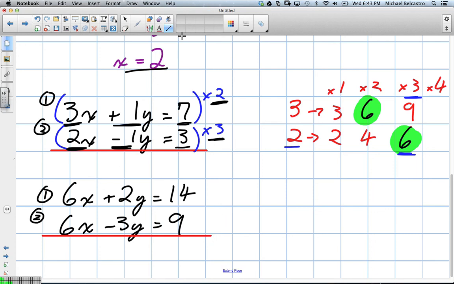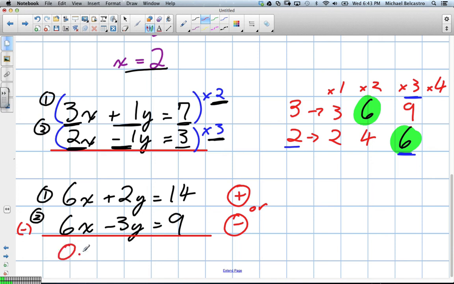Now here's the tricky part again. We need to eliminate them. They're both positive 6. So do we add or do we subtract to get rid of both? Subtract. That's right. So we have to subtract both equations. Positive 6 subtract positive 6 gives us 0x, which cancels out. Now this becomes a little trickier. This is 2 minus negative 3, so you might want to put that into a calculator. 5. That's right, 5y. And this is 14 subtract 9.